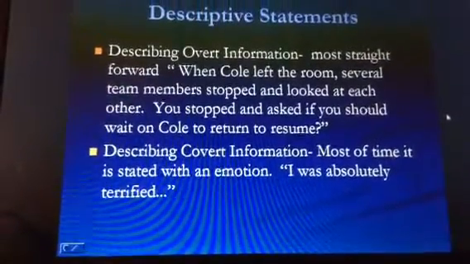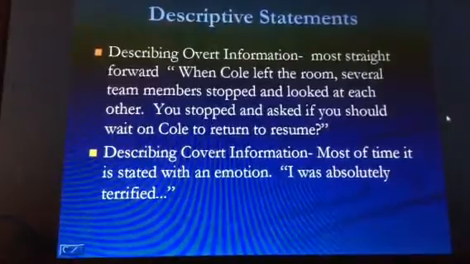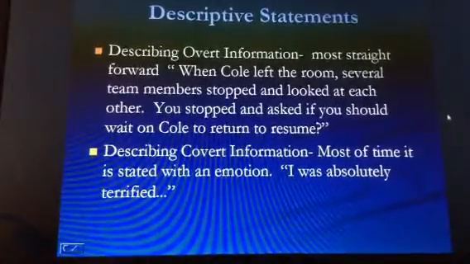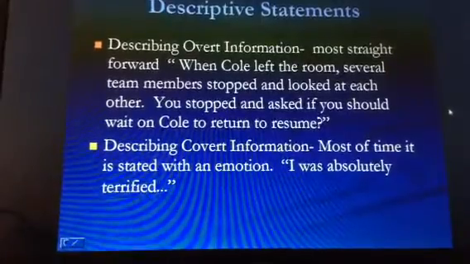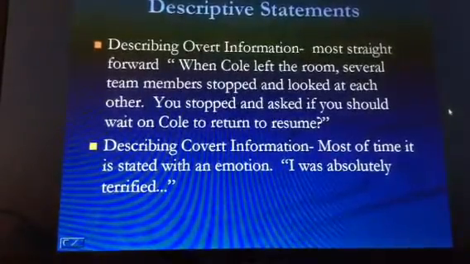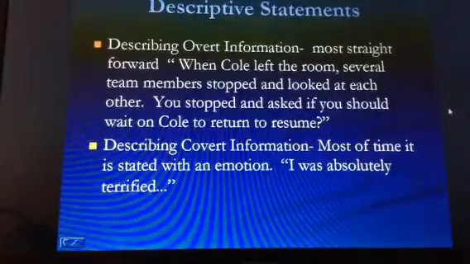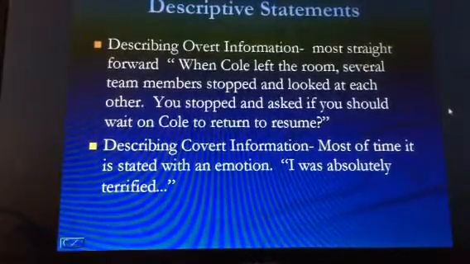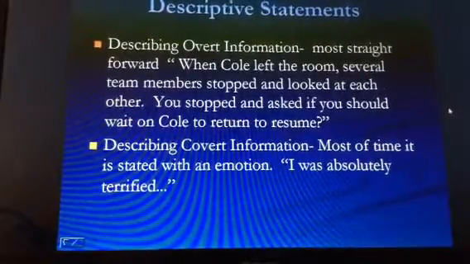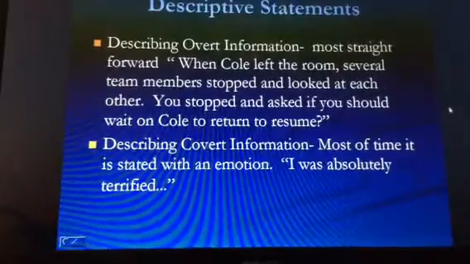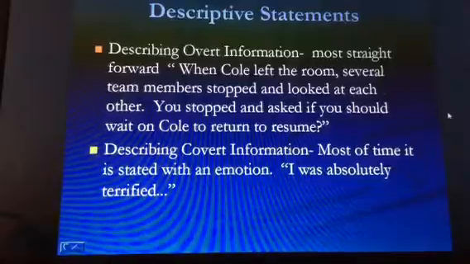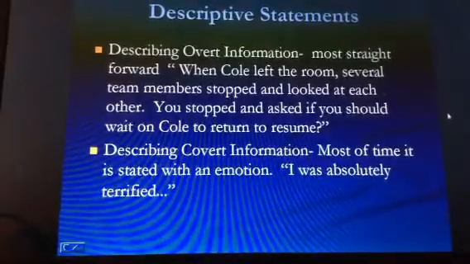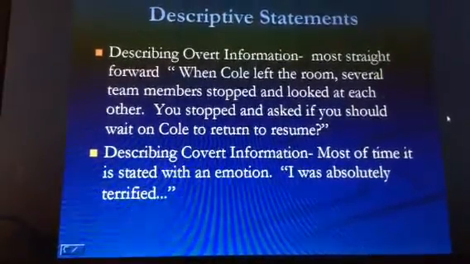A descriptive statement. This is describing two ways. Describing overt information, which is the most straightforward. When Cole left the room, several team members stopped and looked at each other. You stopped and asked if you should wait on Cole to return to resume. Describing covert information. Most of the time it's stated with emotion. For example, I was absolutely terrified, and then finish your sentence.